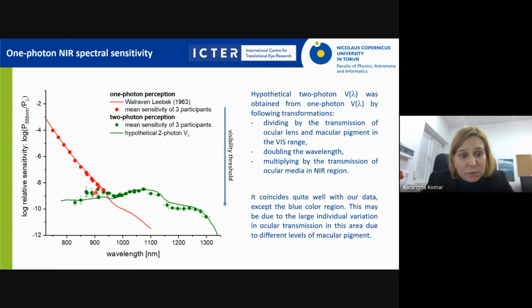Another reason would be that macular pigment level is very individual, very different between individuals, and we are using the standard values from the standards. However, we are 3 different people, so our participants could have not the medium or mean level of this macular pigment.